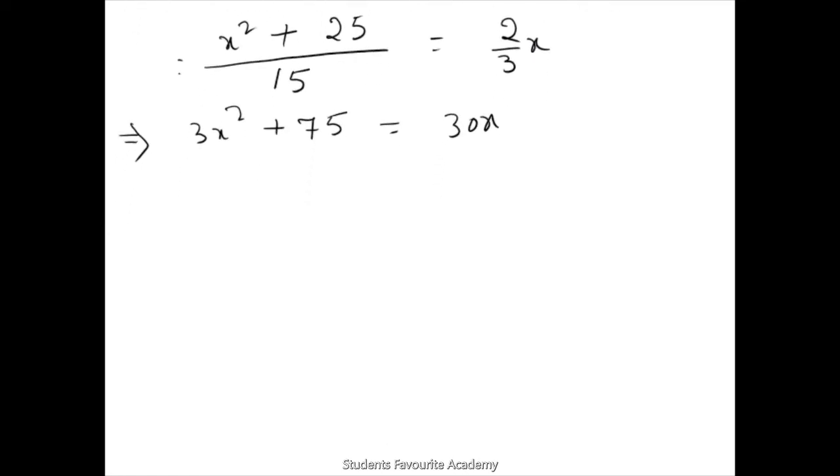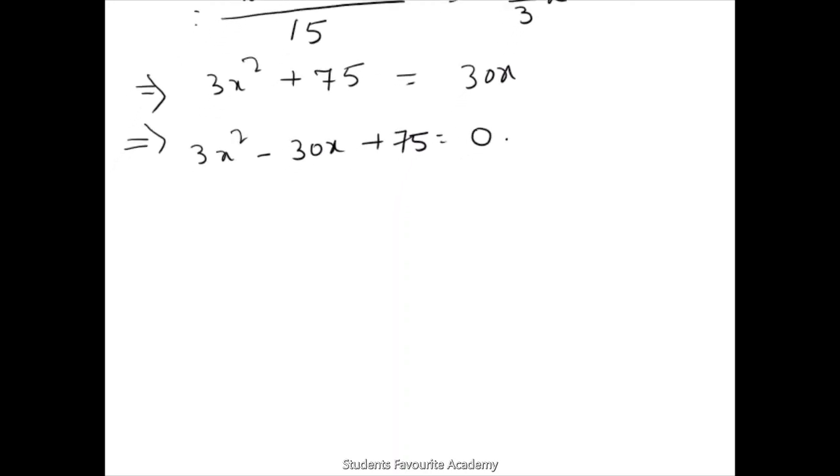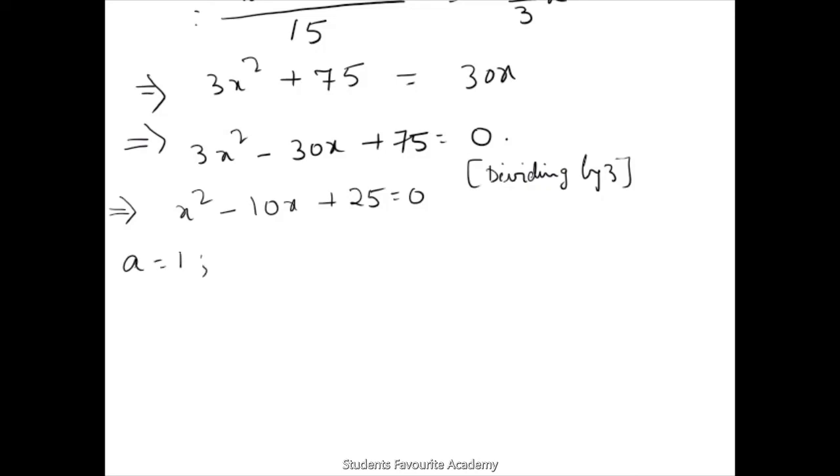When you bring this 30x this side, it implies 3x square minus 30x plus 75 is equal to 0, right? So now again throughout you can divide by 3. So this becomes x square minus 10x plus 25 is equal to 0. What did we do? Dividing by 3 throughout we did. Dividing by 3 we got this, right? So now this is the standard format, ax square plus bx plus c. So here a is equal to 1, b is equal to minus 10 and c is equal to 25, right?